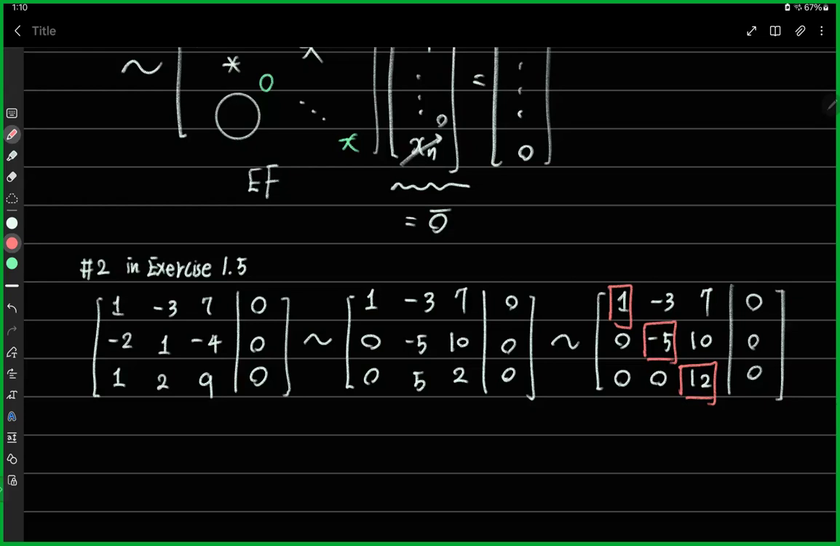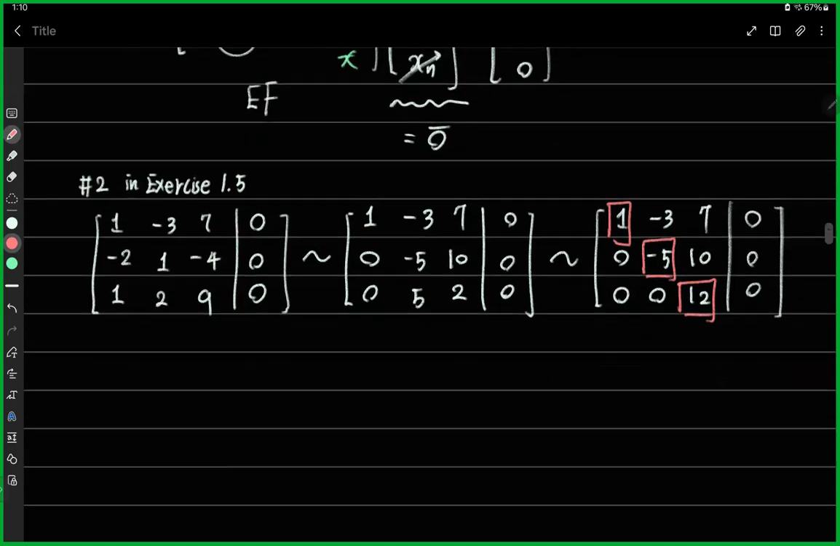Okay. So if you want to figure out whether this homogeneous system has a trivial or non-trivial solution, you have to do this. Okay, I did this. But there's another way, actually. So what does that mean?